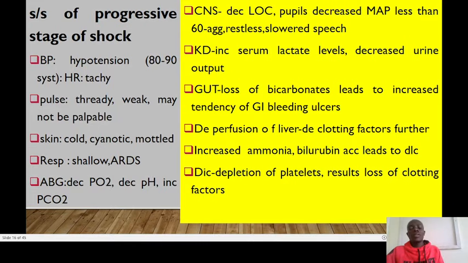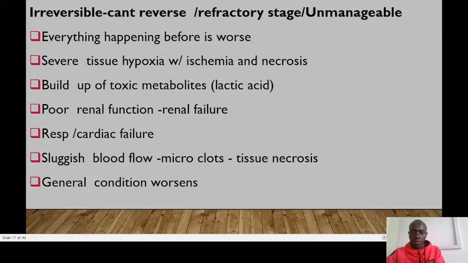Next, the liver is also involved in the breakdown of wastes. So if the liver is not working, you're going to have increased accumulation of ammonia and bilirubin, and this leads to a decreased level of consciousness. We also have depletion of platelets, which further makes the bleeding process worse.